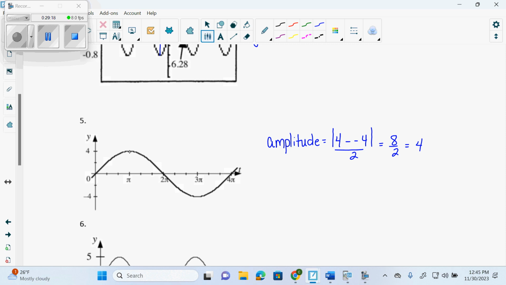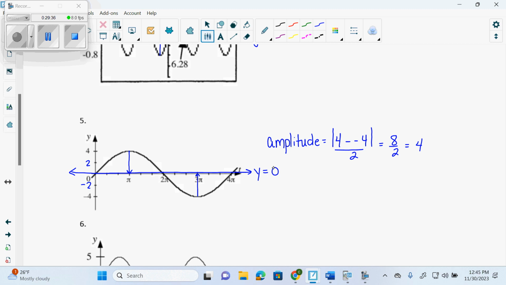So if I count down 4, this is 0, then this would have to be 2, this would have to be negative 2. So if I count down 4, I go 2 to 4. I count up 4, 2 to 4. It's meeting at the x-axis, which is y equals 0 again.